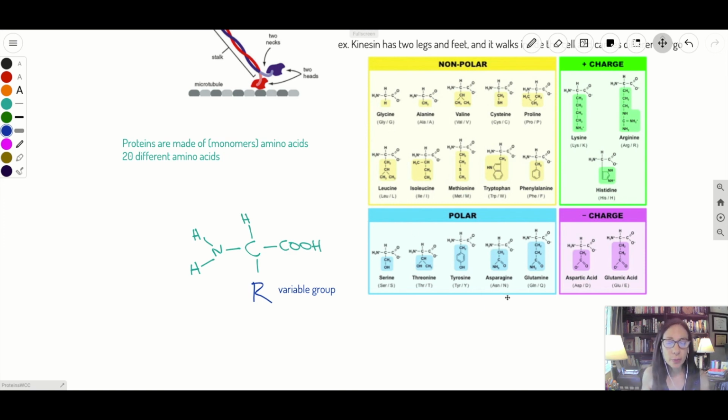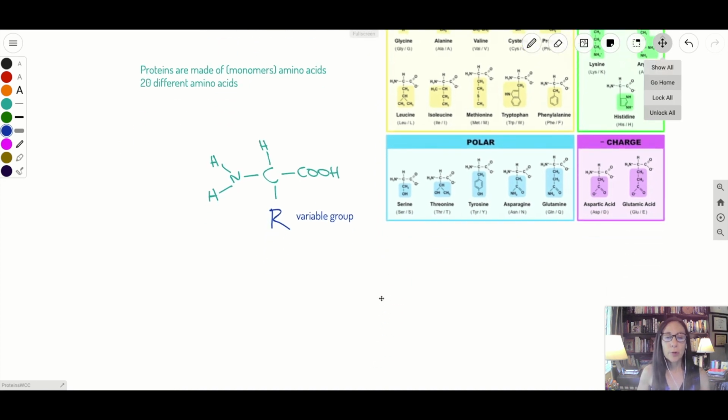Then we have the polar group, which includes serine, threonine, tyrosine, asparagine, and glutamine. Then we have 3 positively charged amino acids: lysine, arginine, and histidine. And then we have 2 negatively charged amino acids: aspartic acid and glutamic acid. These amino acids have these properties, and it is very important that they do, and I'll tell you why in a second.